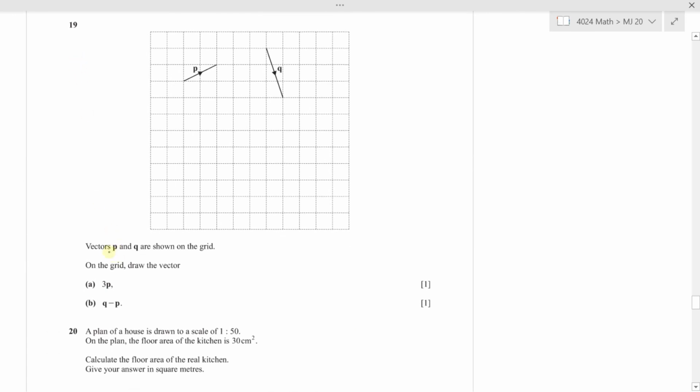Question number 19 is vectors p and q are shown on the grid. On the grid, draw the vector 3p. So there are two ways to solve this. I'll explain both. The first is you can write this vector p as a column vector because you're shown the grid. So if you want to write p as a column vector, I can write it here. So p is in this direction. So I move plus 2 in x and plus 1 in the y direction. So your column vector for this vector p is 2 and 1.